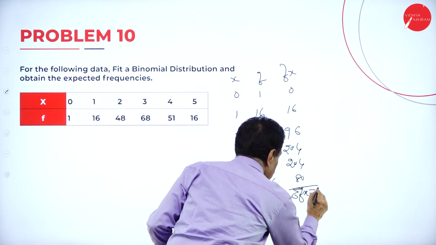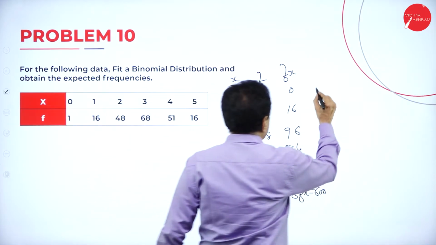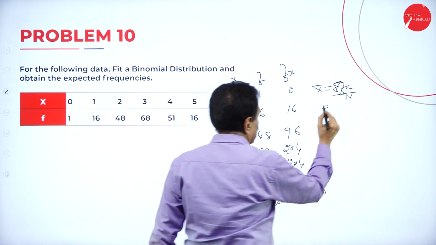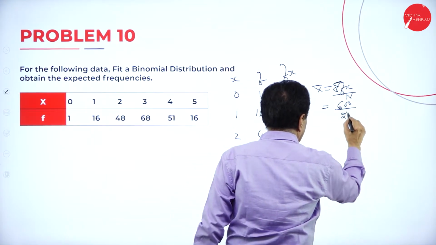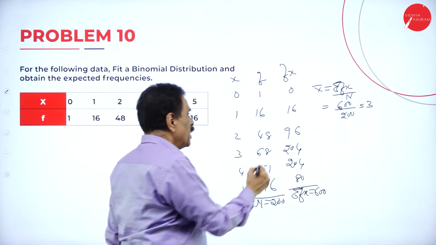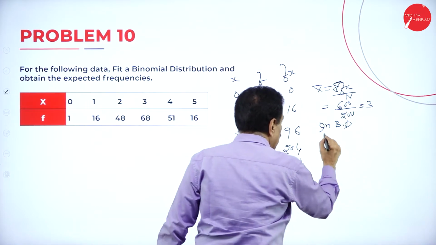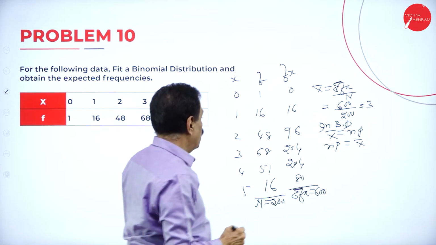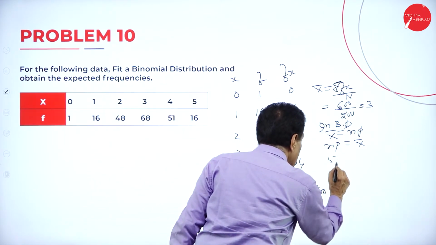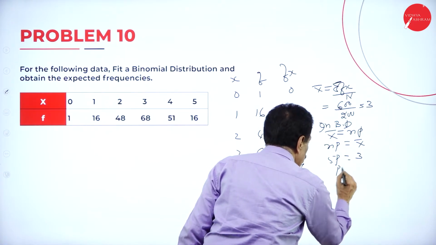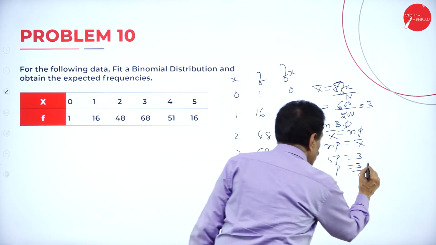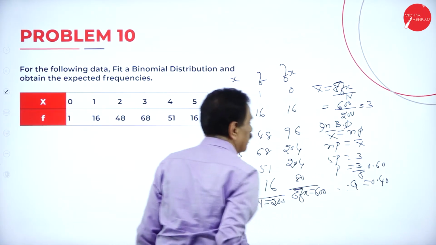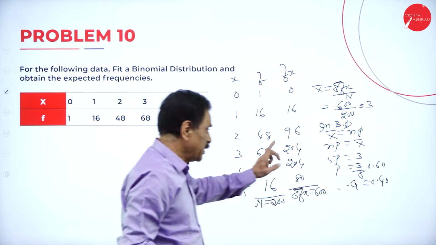Sigma fx is 600. Then mean is equal to sigma fx over n, 600 divided by 200. It is 3. In binomial distribution, mean is equal to np, or np is equal to mean. How many items are there? Last item 5. 5p is equal to 3. P is equal to 3 divided by 5. This is 0.60. So therefore, q is equal to 0.40. So always p plus q is equal to 1. You must have this bifurcation.